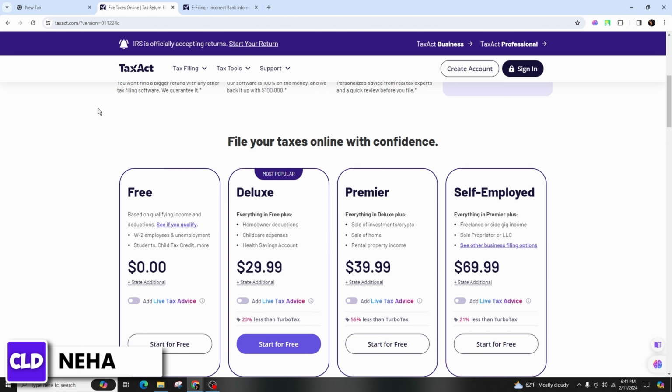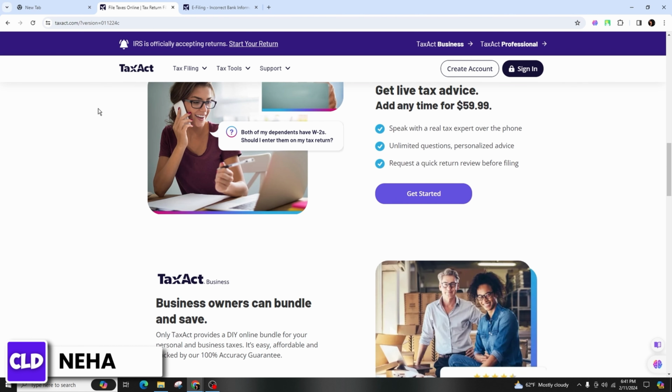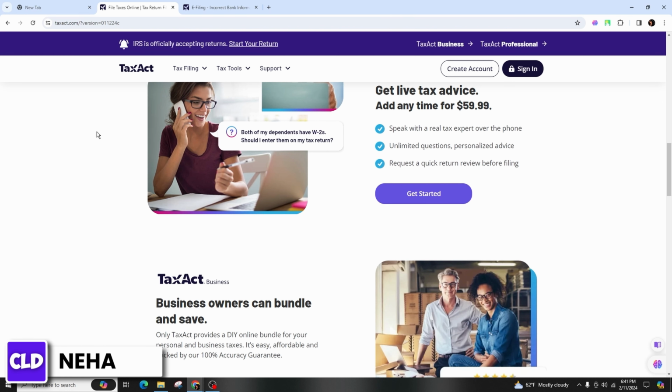If you enter the wrong bank account information for a refund, you should also contact the IRS to inform them of the error and provide them with the correct information. You can call the IRS at 1-800-829-1040 to speak with the representative who can assist you.